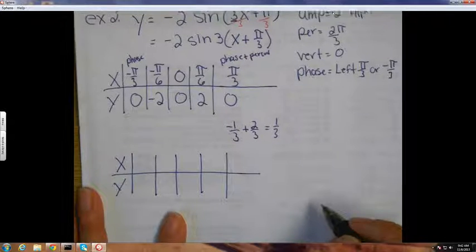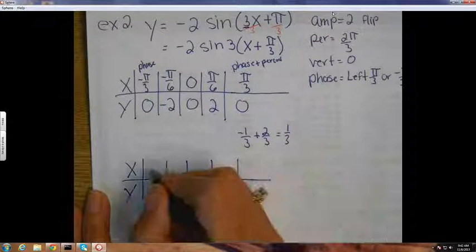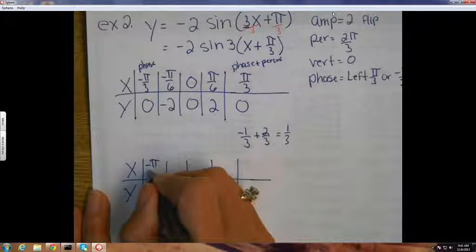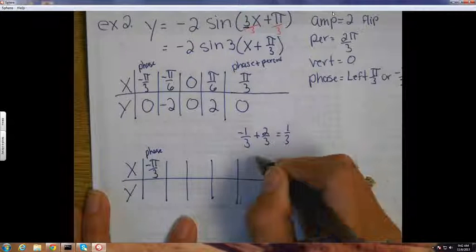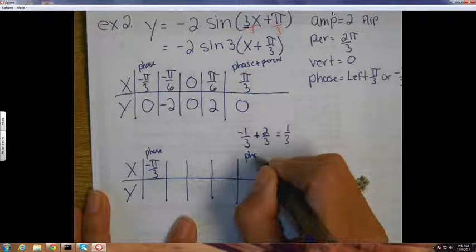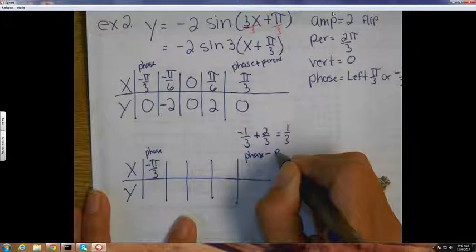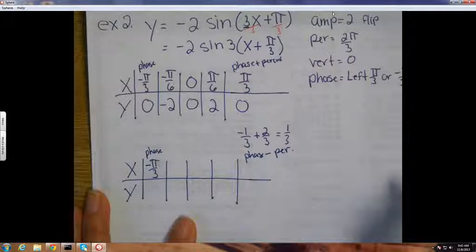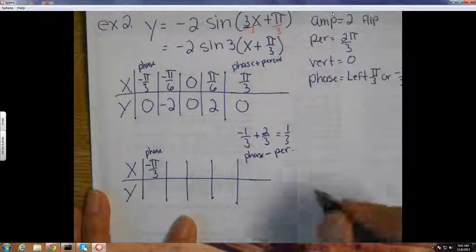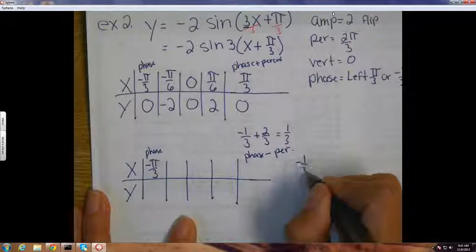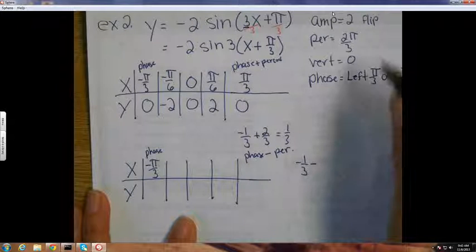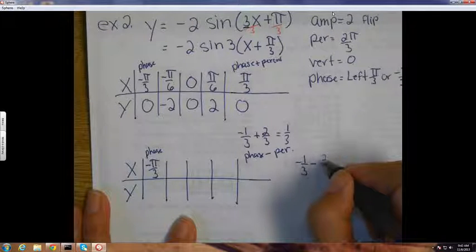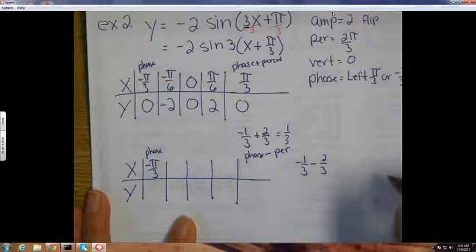We're starting where? Negative pi over 3, the phase. We share that point. Then the process is phase minus a period to get the next one. So it's going to be negative 1/3 is the phase. Subtract, the period was 2/3. It's kind of been up on the top of the board there. Where does it finish at? Negative 1 pi.